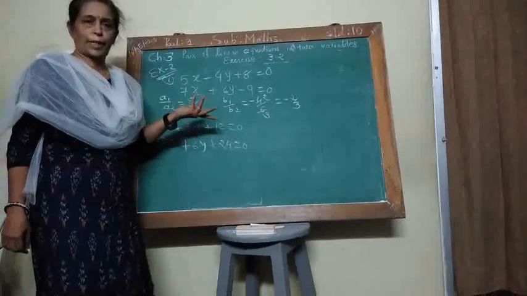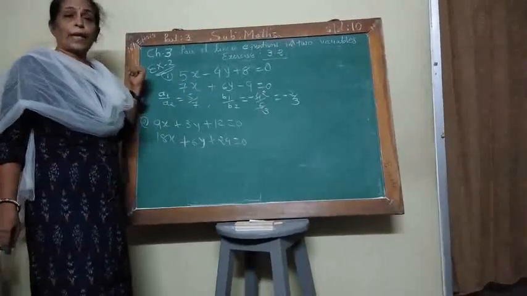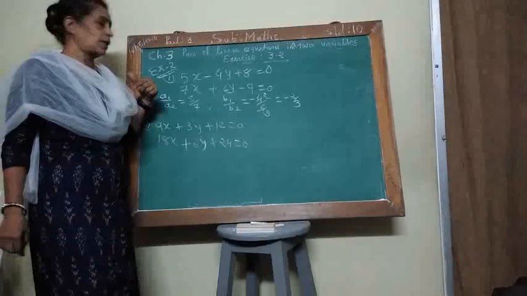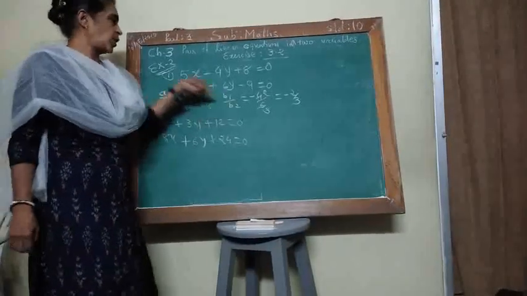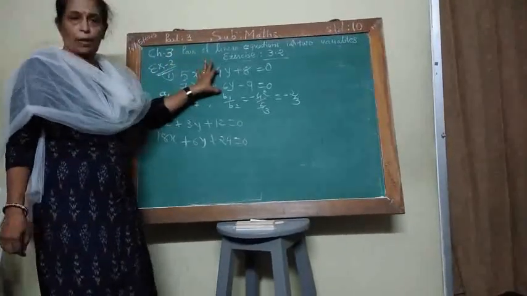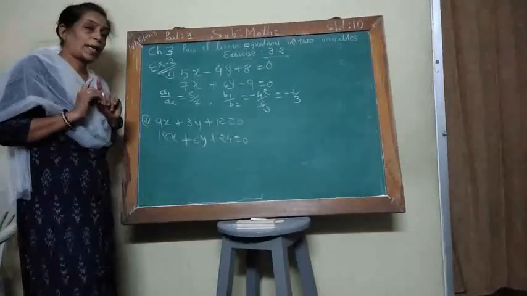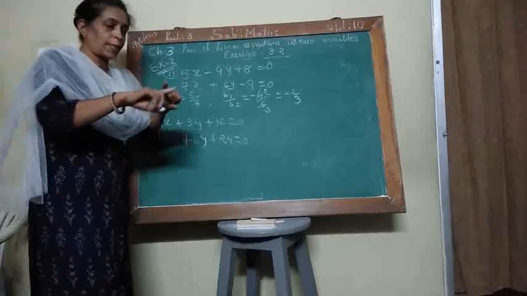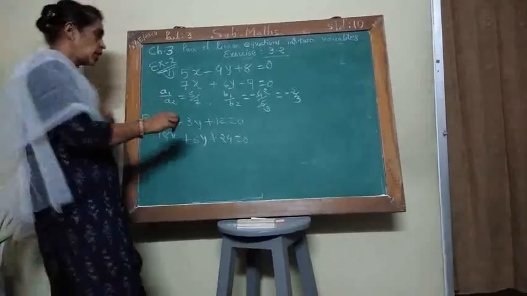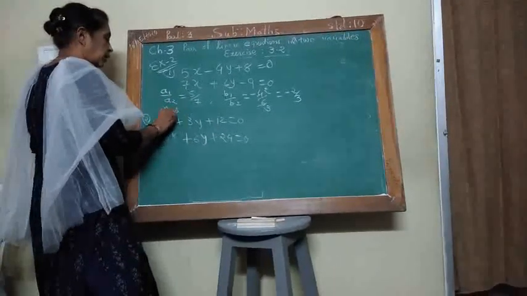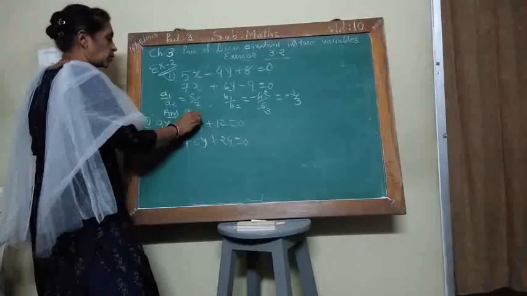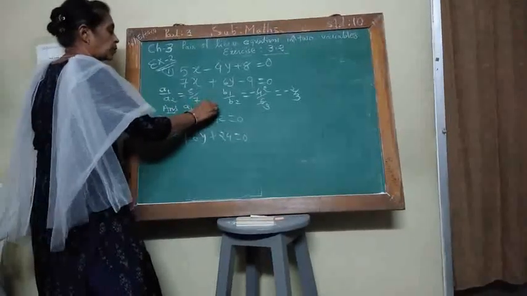You get the first case, as I have explained you in part 1 and part 2. If your first two ratios are not equal, then which type of lines are they? Both lines intersect at a unique point. So the answer is what? Here a1 upon a2 is not equal to b1 upon b2.